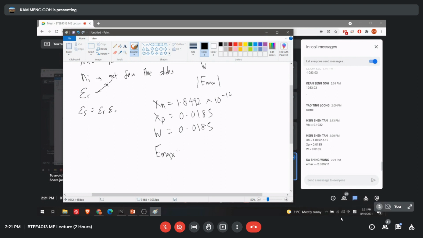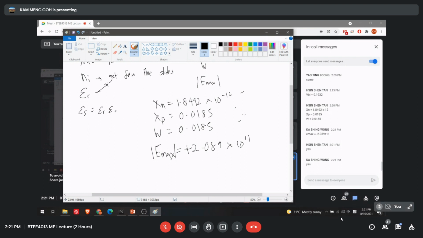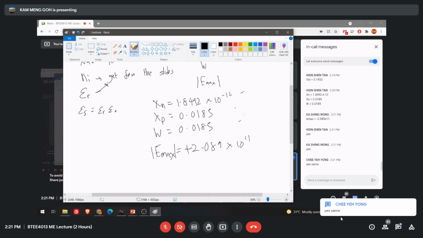Okay, we get an answer. 11. For Emax, we need the magnitude value, so just get it to positive. Okay, Junction, for your Emax, do you get the same answer? Okay. For this third value, do you get the same answer? Okay, what about the rest of you? Yong Jie, Ong Mei Ling, what answer do you get?